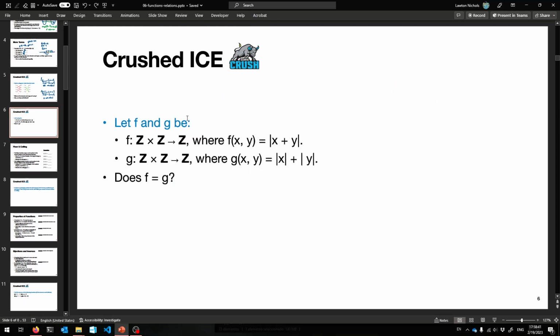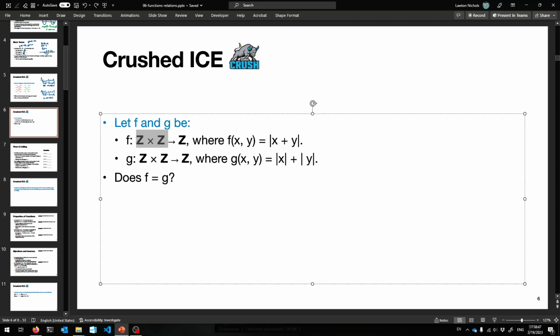All right, here are some more. Here are two functions, f and g. Let us define them this way. F takes a pair, an element of z cross z, so a pair of two integers, and it takes it to a single integer.